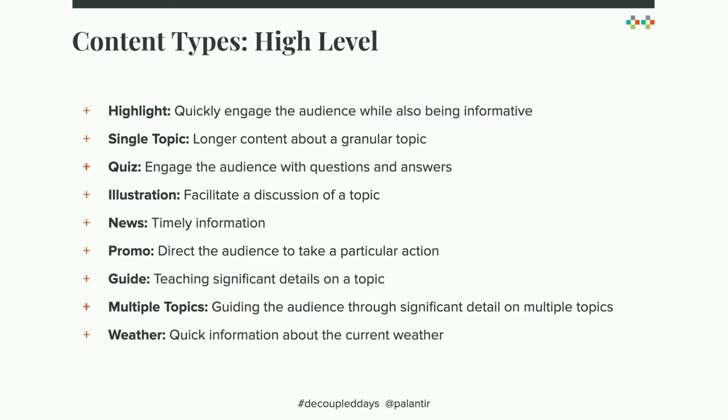So our content types that we ended up with, among other ones, were these. I'll go over a couple of them at a high level to give you an idea of what we were trying to communicate as a content type. A highlight: the names are the best that we could come up with, but it's very challenging to name things, as everybody knows. The highlight was going to quickly engage the audience while also being informative. It's sort of a quote or a stat, something very brief, and somebody looks at it and says, oh yeah, that's interesting, and they stick around to see the rest of the content on that device.